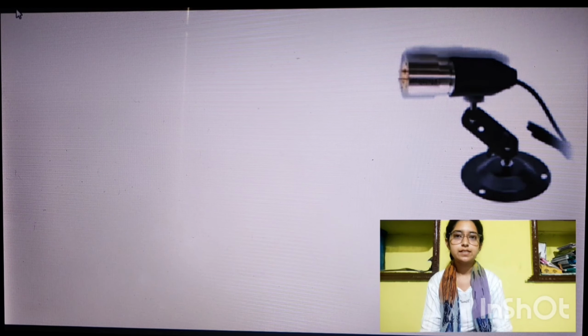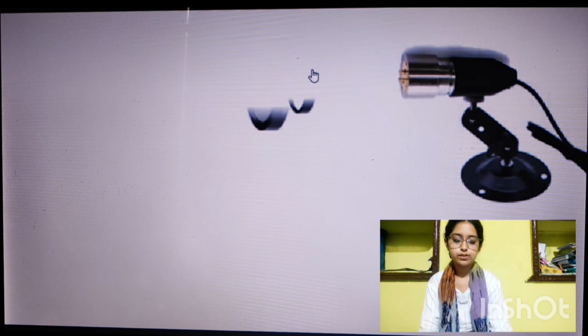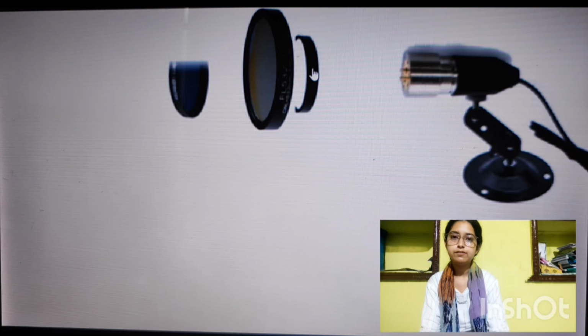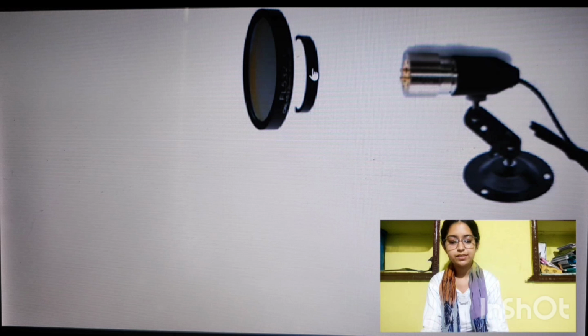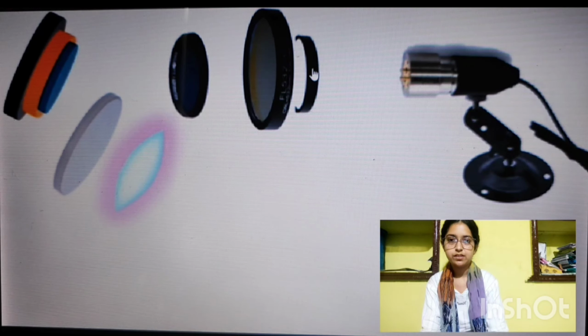Now we discuss the working of Raman spectroscopy. This is the laser source. A laser source emits monochromatic light, often in the visible or near infrared region. Then the laser beam passes through a series of optical filters like a notch filter, long pass filter and mirror.